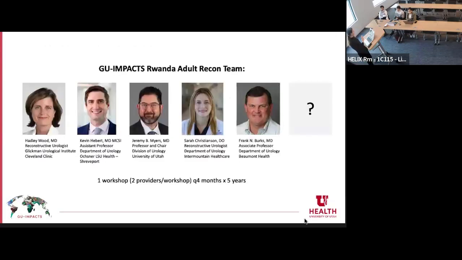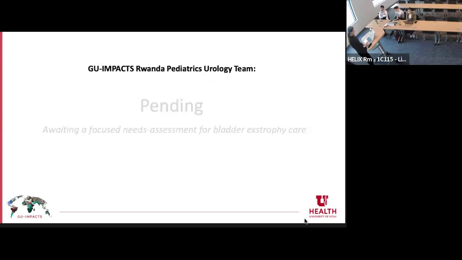The GU Impacts Rwanda adult reconstructive urology team is currently these 5 people. We are in the process of recruiting one additional person, and each of these providers has committed to partnership and traveling to Rwanda to provide surgical workshops once per year, which equates to about every 4 months for the next 5 years.